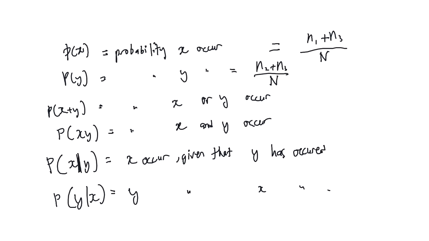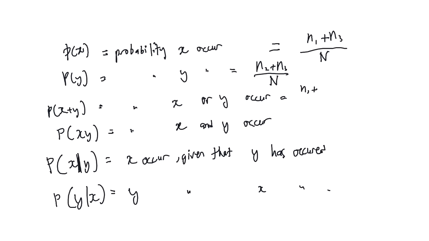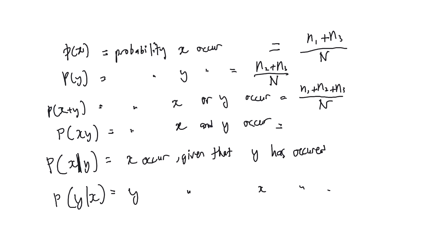And then x or y occur, whenever x occurs, whenever y occurs, you consider it, so it is 1, 2, and 3, right? So probability is n1 plus n2 plus n3 over the overall trials. And pxy is both x and y occur, so that is 3, right? So n3 over n.